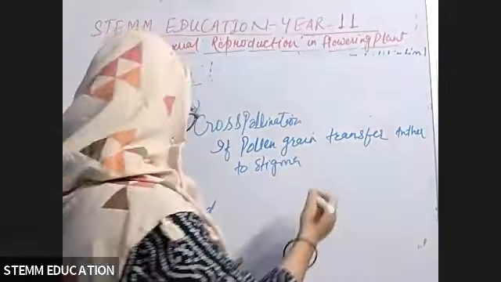For example, if an insect sits on a flower of one plant, after that it will fly away to another plant of the same species. That's how pollen grain is transferred from anther to stigma. Clear? I hope it is clear.